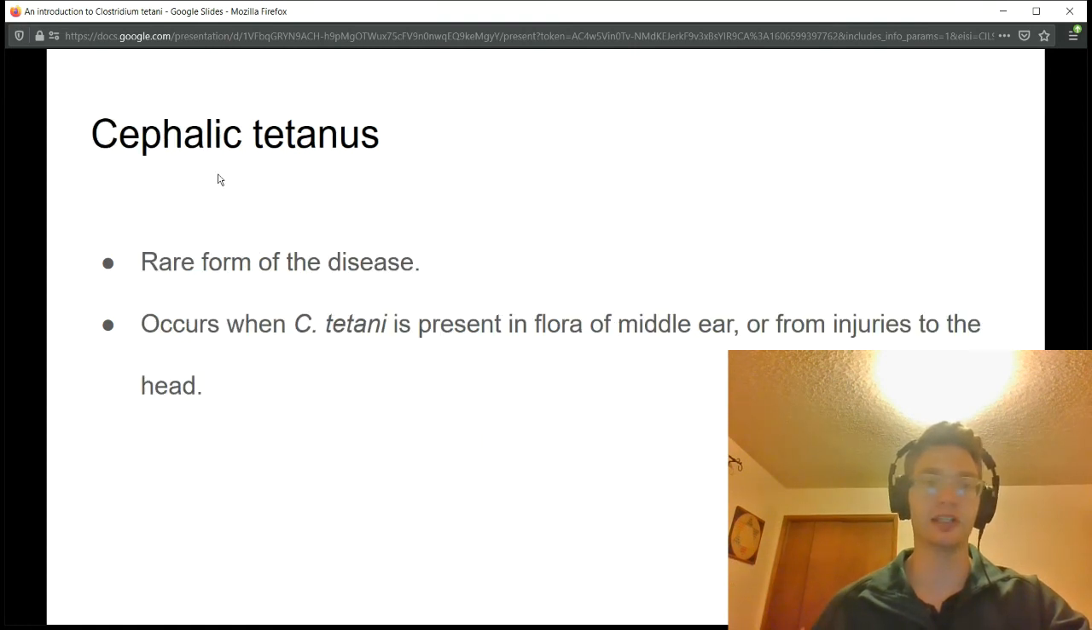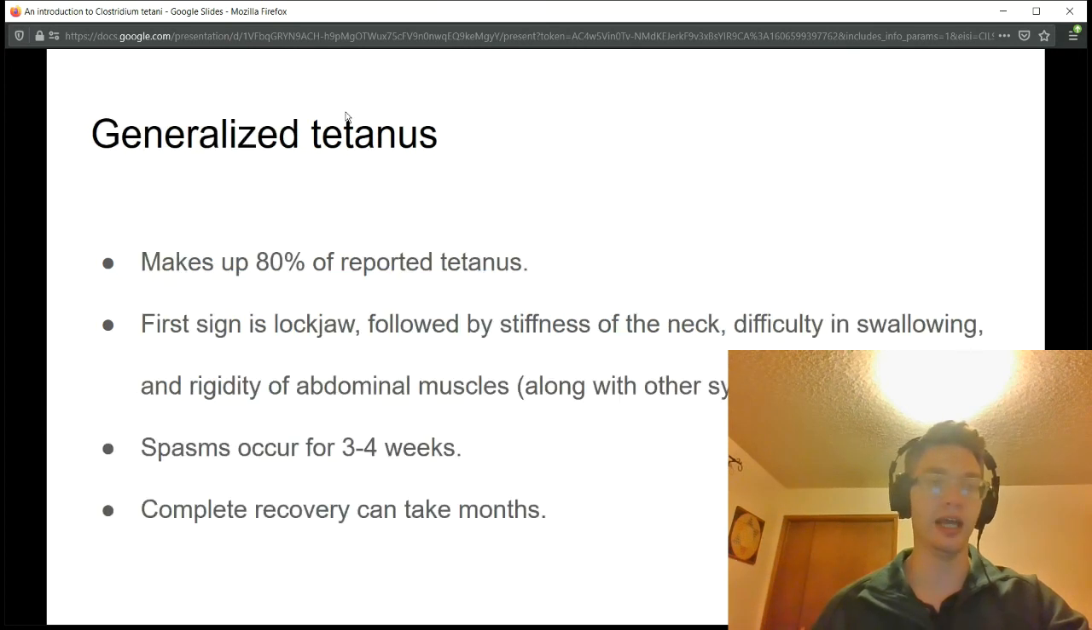And then we have cephalic tetanus. This is a rare form of the disease, and this only occurs when C. tetani has infected the flora of the middle ear, or from injuries to the head where C. tetani infects the head. And then there's generalized tetanus. This makes up about 80% of the reported tetanus, so it's the most common form, I would think. The first sign is lockjaw, followed by stiffness of the neck, difficulty in swallowing, and rigidity of abdominal muscles, and there are some other symptoms in there as well.